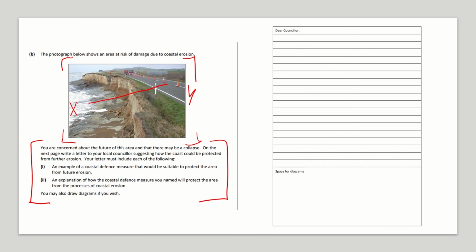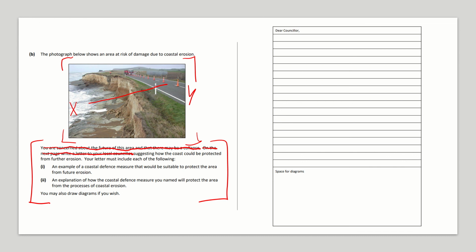So what we're going to do now is break down that question. There's a lot of unnecessary wordage in that question that we can remove. I'm going to remove this first line: you're concerned about the future of this area. That's not really applicable to the answer you're going to write. On the next page, write a letter to your local councillor. I'm going to remove that as well. It's not an English exam, so we're not going to follow this strict letter writing approach. When you look at the marking scheme for this question, there's literally no marks for your ability to write a good letter. Your marks are available for geographical knowledge, so we're going to focus on that.